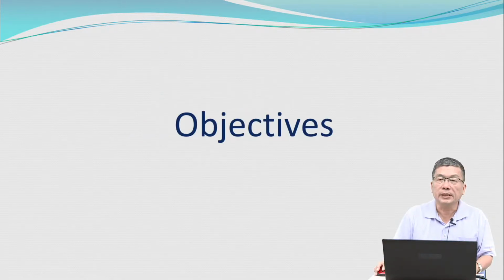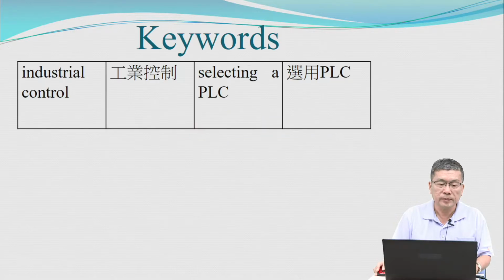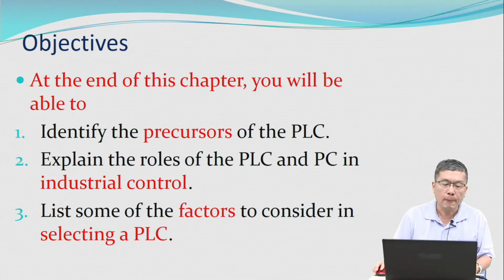Selecting a PLC. Objective. Keywords: industrial control, selecting a PLC. At the end of this chapter, you will be able to identify the precursors of the PLC, explain the roles of the PLC and the PC in industrial control, and list some of the factors to consider in selecting a PLC.